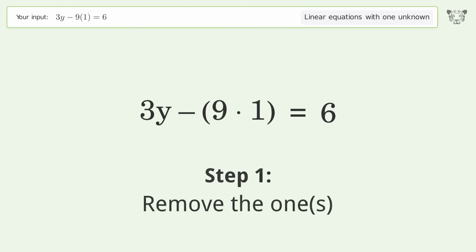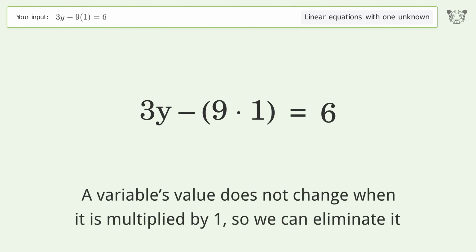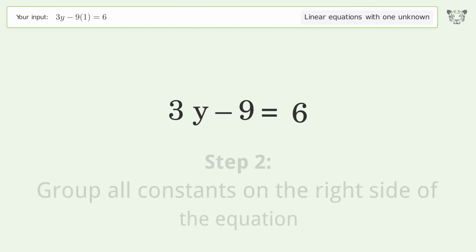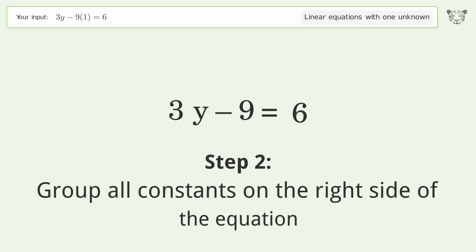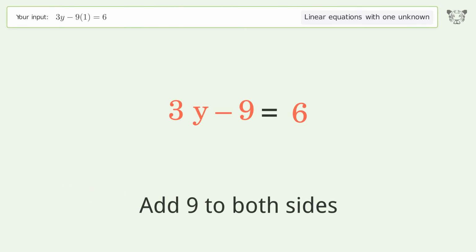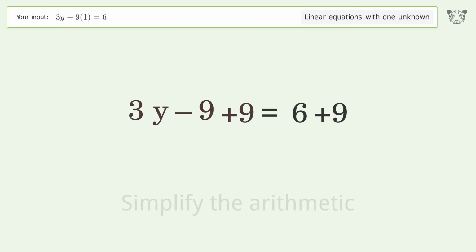Remove the ones. A variable's value does not change when it is multiplied by 1, so we can eliminate it. Group all constants on the right side of the equation. Add 9 to both sides. Simplify the arithmetic.